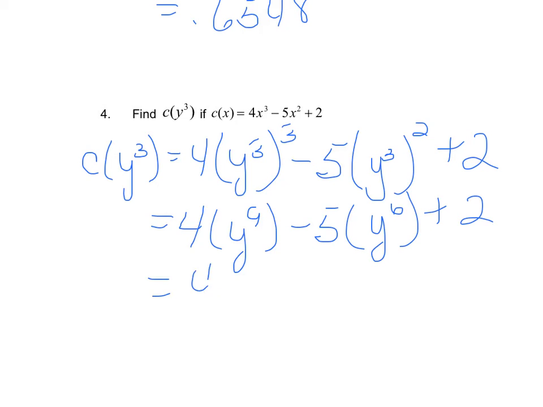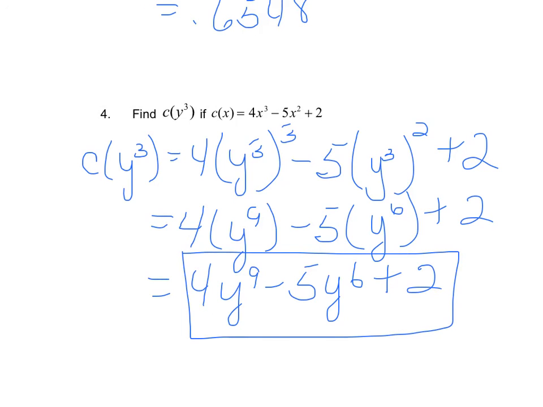So now we've got 4y to the 9th power minus 5y to the 6th power plus 2. Can we combine any like terms? No, because they don't have like exponents. So we're done. And that ends our video for today. See you in class tomorrow.